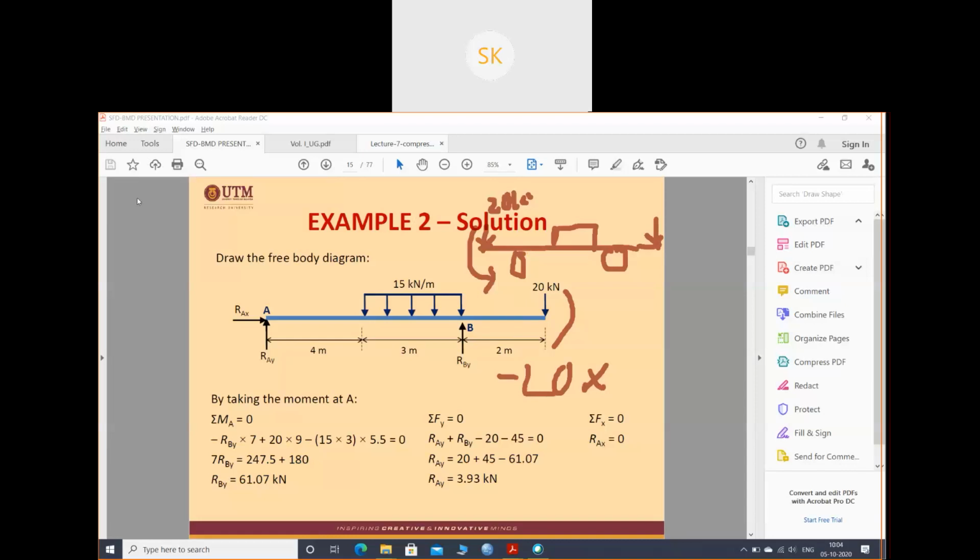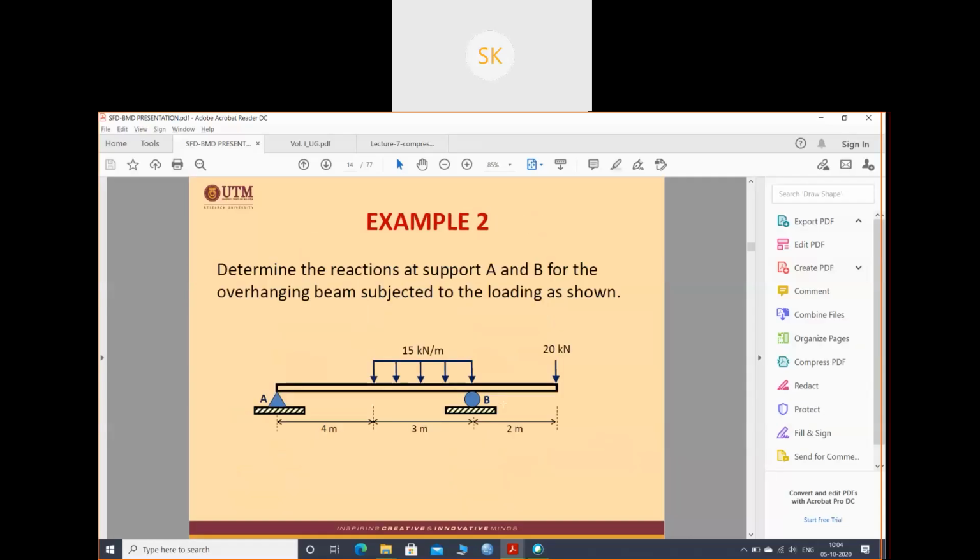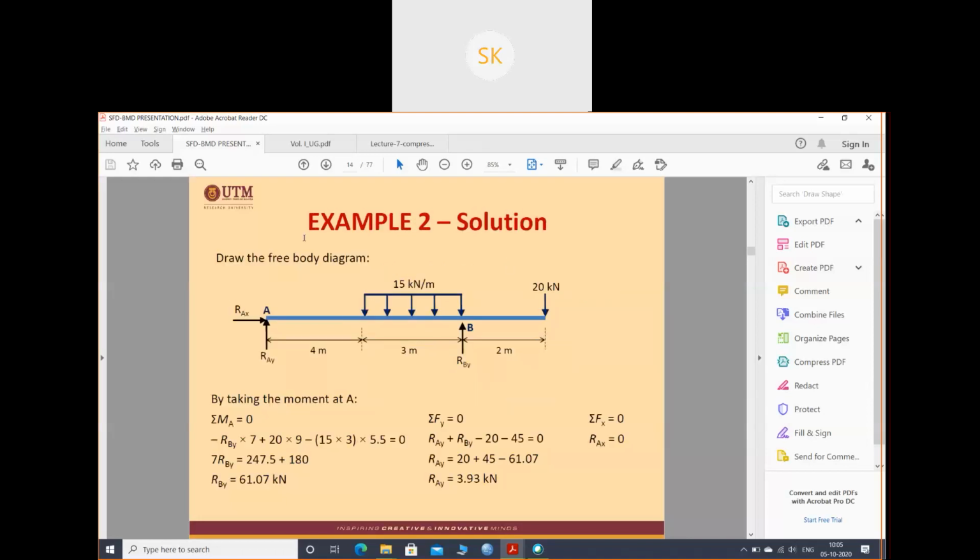Okay, let me explain once again quickly. See, this is the beam given to us. The hinge support, roller support, and UDL and point load. This is your UDL, uniformly distributed load. From 3 meter, the load is uniformly distributed, and this one is a point load. So I have drawn the free body diagram, right? Now I have shown the support reactions. Now I have to find RAX, RAY, and RBY.